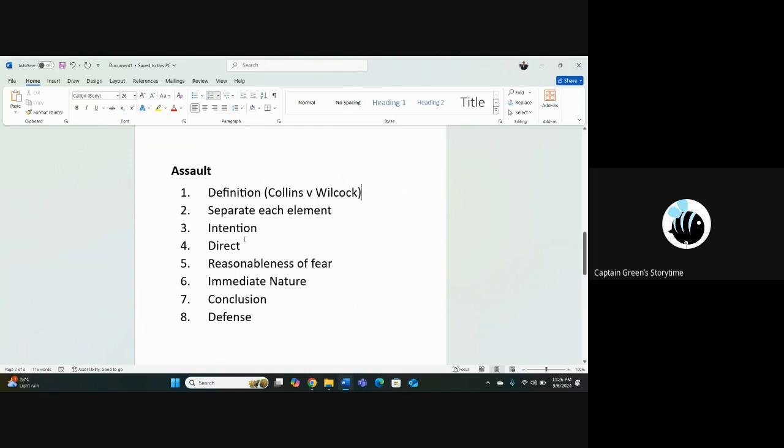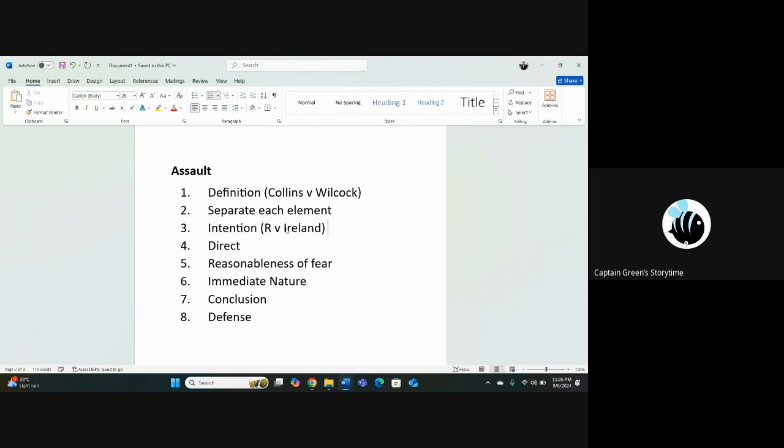Okay. Then separate each element. By separating each element, it means that you should state that now I will prove the following elements of assault, which are intention, directness, reasonableness of fear, and immediate nature. You should state this. After stating this, you should state that now coming towards our first element, which is intention. Regarding the intention, you should use the case of R versus Ireland, the most important case.